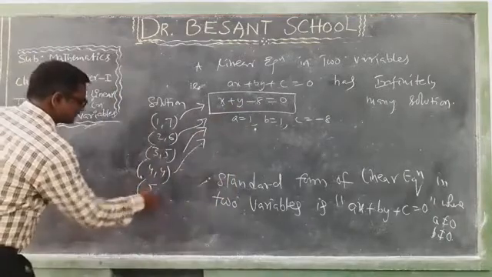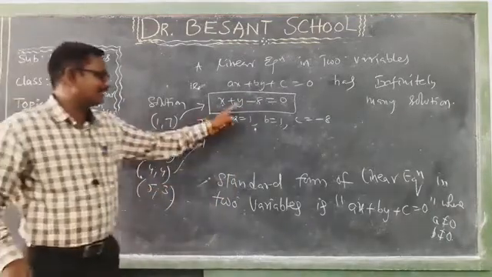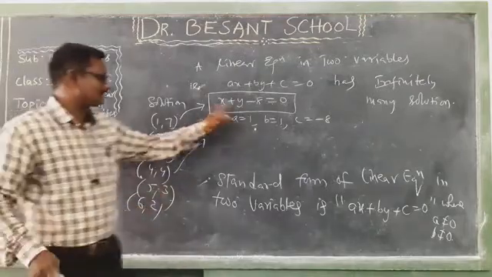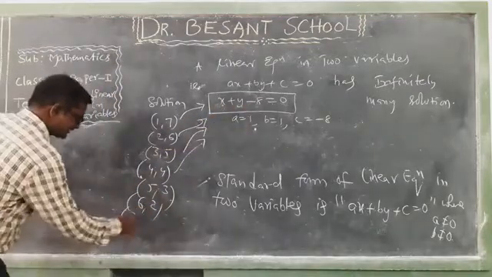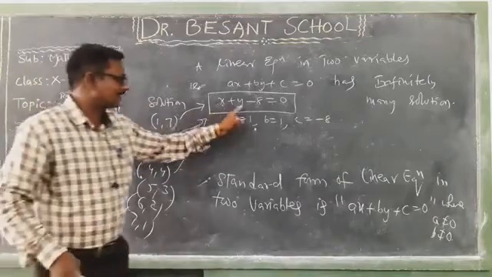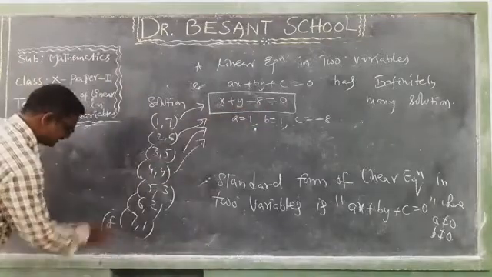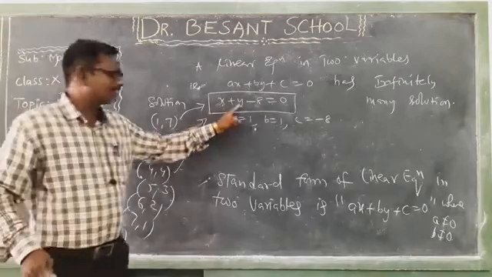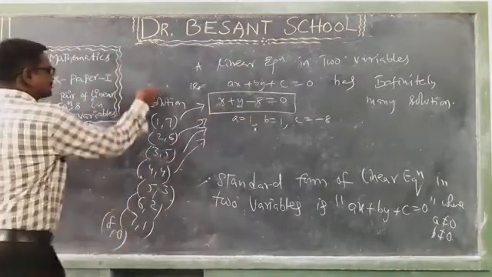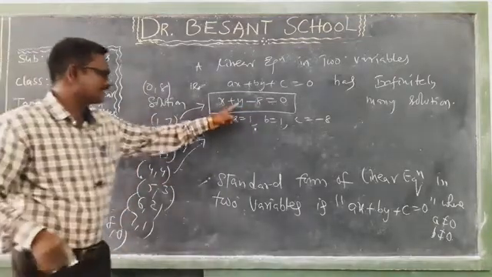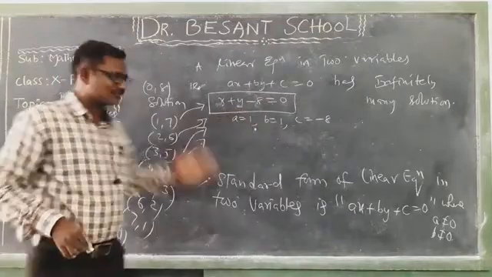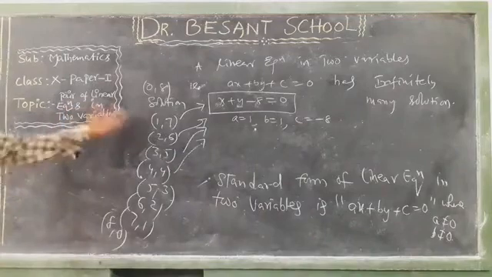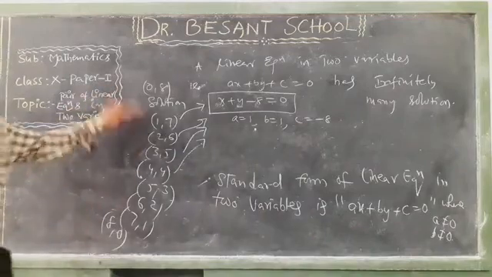Again, 5 comma 3. 5 plus 3, 8. 8 minus 8, 0. Again, 6 comma 2. 6 plus 2, 8. 8 minus 8, 0. Again, 7 comma 1. 7 plus 1, 8. 8 minus 8, 0. Again, 8 comma 0. 8 plus 0, 8. 8 minus 8, 0. Or 0 comma 8. 0 plus 8, 8. 8 minus 8, 0. So we will have infinitely many solutions.